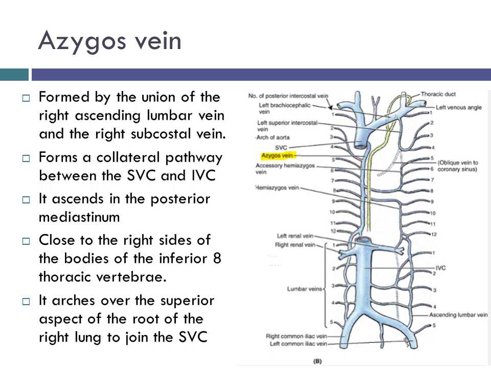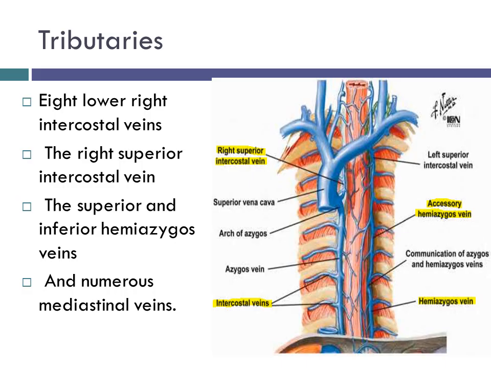The tributaries of the azygous vein include the 8 lower right intercostal veins, the right superior intercostal vein, the accessory hemiazygous vein or the superior hemiazygous vein, and the hemiazygous vein or the inferior hemiazygous vein, and it also has various mediastinal veins.